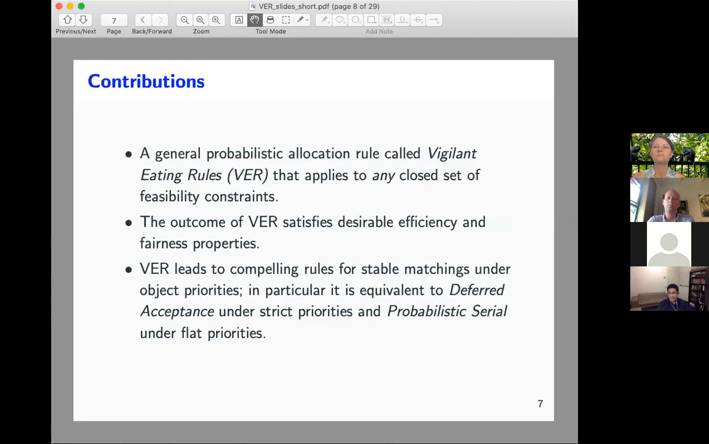And as a case study, we apply this particular rule to the setting where agents have preferences over objects and objects have priorities over agents, which captures the standard school choice or two-sided matching setting. So what is interesting is that when agents' preferences are strict and object priorities are strict as well, VR coincides with the well-known deferred acceptance rule. And when the object priorities are flat, which means that objects are completely indifferent among all the agents, then our rule coincides with the probabilistic serial rule.